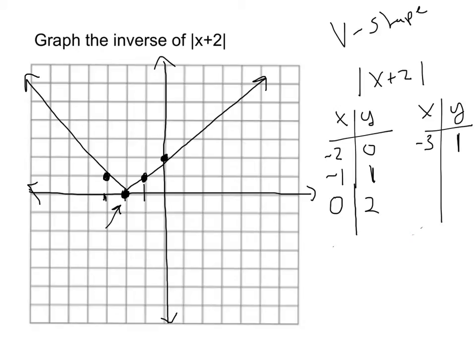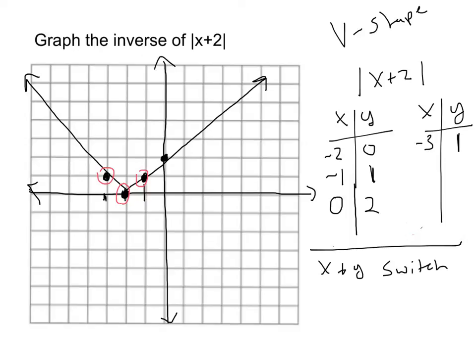Now what I want to do, though, is I want to graph the inverse. Well, what do we know about the relationship between the inverse and the original function? We know that x and y switch. So I'm going to take just a couple key points. I'm going to take this one right here, this one right here, and this one right here. I'm going to take 3 points and just switch them.